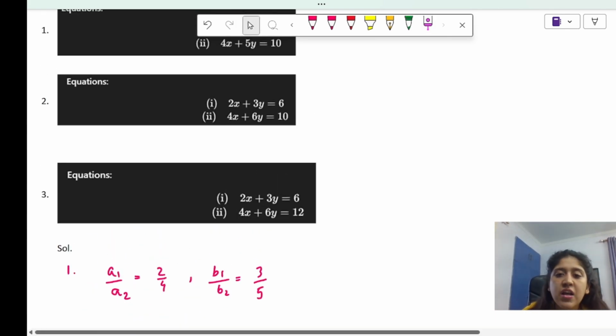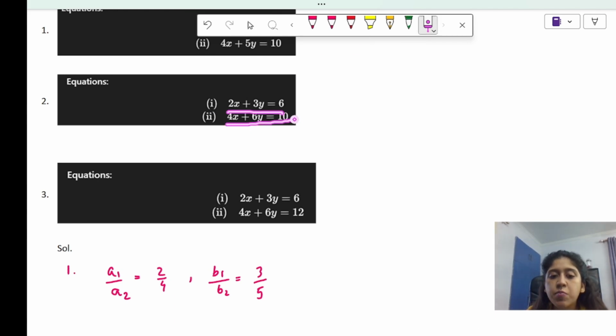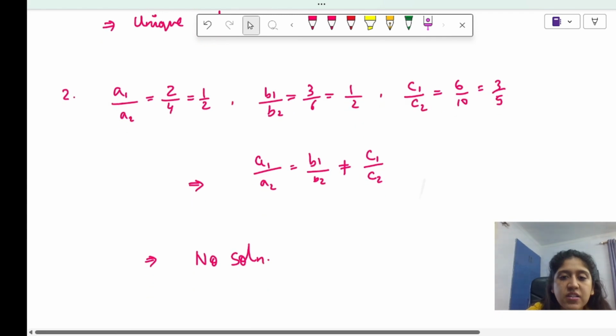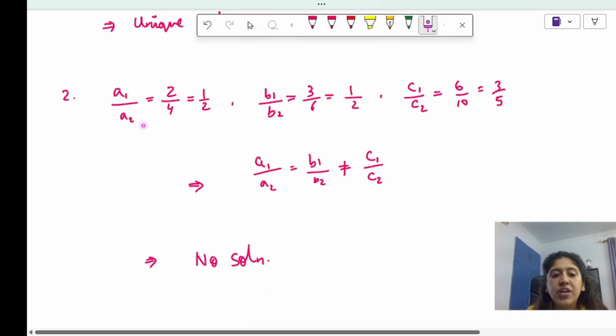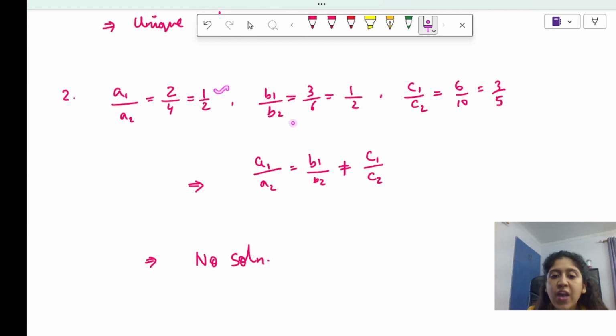Second question क्या है? Second question is 2x plus 3y equal to 6, 4x plus 6y equal to 10. ठीक है? Now we'll check for these two equations. ठीक है? Let's see. I have calculated a1 by a2 again. That is 2 by 4. That is 1 by 2. Then I have calculated b1 by b2. That is also 1 by 2. मतलब अभी a1 by a2 is equal to b1 by b2. इसका मतलब मेरे को c1 by c2 भी check करना पड़ेगा according to the rule. So मैंने c1 by c2 चेक करा. Oh God, this was different.